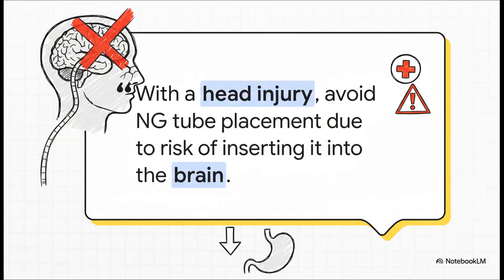So here it is, the big takeaway. If you remember one thing from this section, make it this. If your patient has a significant head or facial injury, placing an NG tube is incredibly risky. Why? Because you could accidentally guide that tube right through a fracture and into the brain. It's a nightmare scenario we have to avoid at all costs.